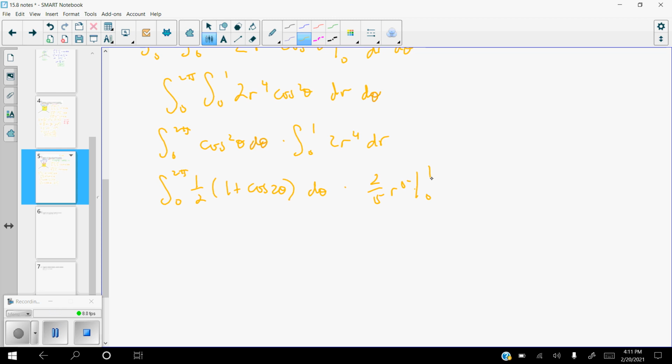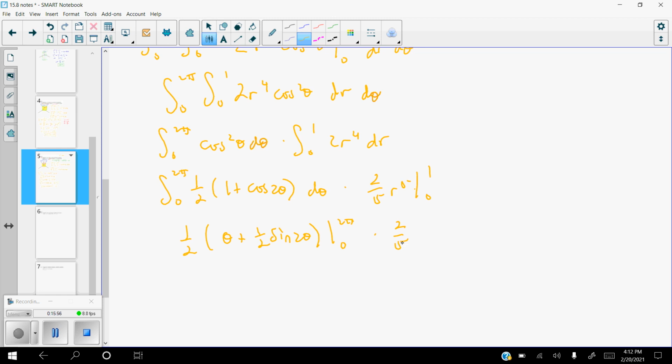All right, let's take the antiderivative of the left integral. So you're going to have a 1/2 times integral of 1 is theta. Antiderivative of cosine of 2 theta is sine of 2 theta times the reciprocal of the 2 theta part, which is going to be the 1/2, from 0 to 2 pi. And then plugging a 1 and a 0 in for r is going to give us 2/5 minus 0, or just 2/5.